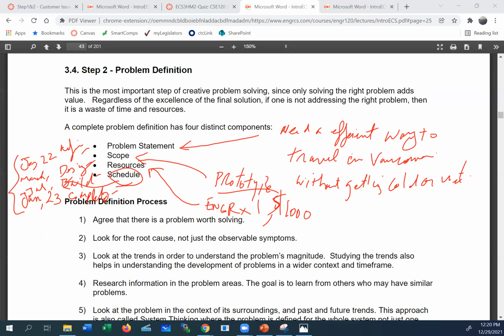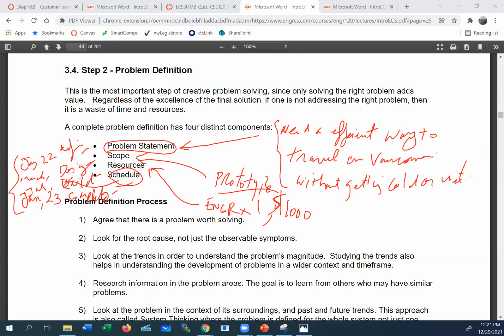So when you do a problem definition, it's really important to make sure you have a clear statement from a problem point of view. Notice in my problem statement, I never said, is it a car? It could be a bus ticket, it could be Uber, it could be whatever. I just want an efficient way to get one person from point A to point B within the Vancouver area, which is about 25 miles each way at maximum. That gets me as far as I want to go. And the scope is I just want to build one item.